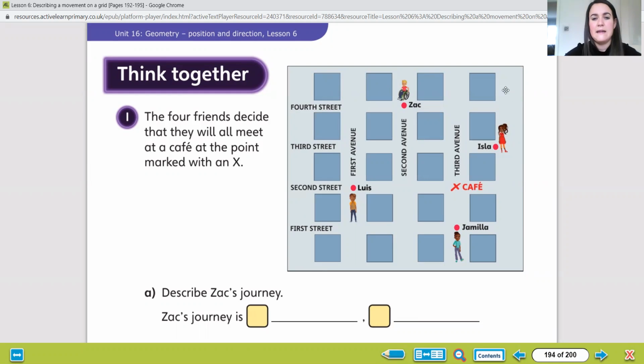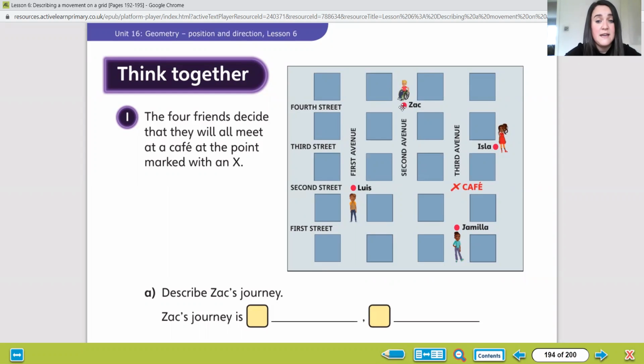So our turn together. Zach is here and he needs to get to the cafe. Okay. Where should we start? Okay, we can go down first, can't we? Okay, so I'm going to go down first. I'm going to go 1, 2 down and 1 block to the right. Is there another way I could have done it?